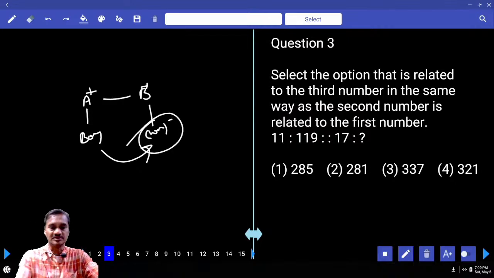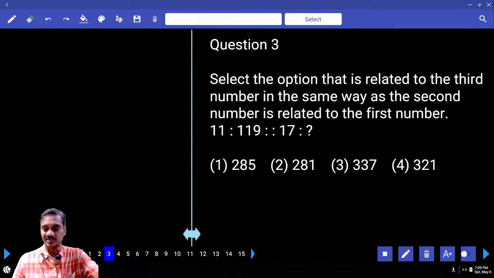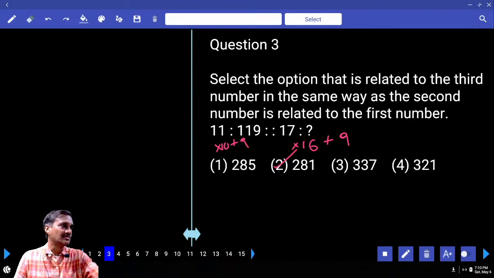The next one, coming to question number 3. 11 and 119. Tell me how to represent this one. 11 into how much? 11 into 10 plus 9. Again here 17 into 10 plus 9, it is not there. Then the relation between 11 and 10: the previous number to 11 is 10. Previous number to 17 is 16. 17 into 16 plus 9. How much is that one? 272 plus 9, 281.